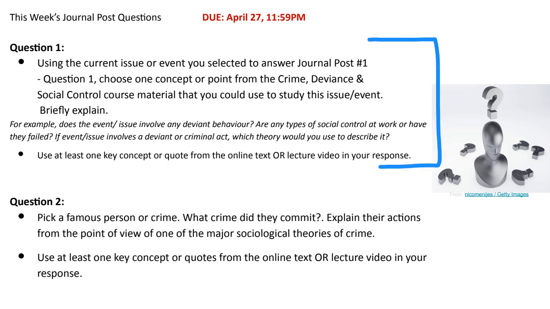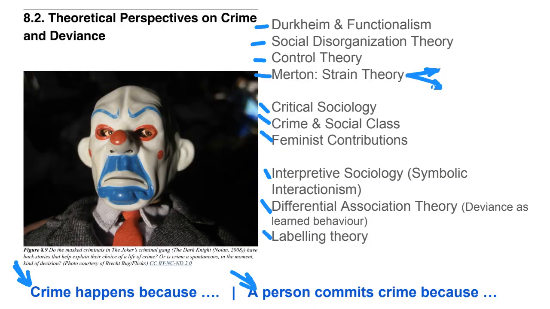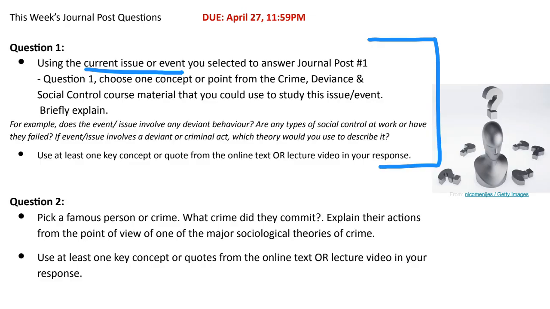So again, you have the first question, which is going back to that current issue or event you picked earlier in the course. For this section of this topic, does the issue or event involve a crime or deviant behavior? You can use all of those theories. Most of them are usually used to describe criminal behavior, but you can similarly use them to explain deviant behavior as well. So can you use one of the theories explaining criminal or deviant behavior that relate to the issue or the event that you picked?